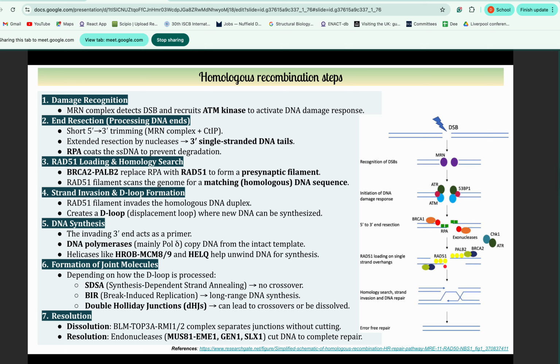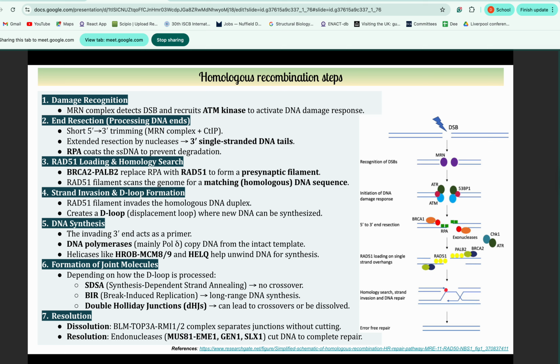This will later on search for the homologous part or homologous sister chromatid, and then strand invasion will take place, which will be helped by the RAD51 only. So the RAD51 filament will invade the homologous DNA duplex. It will create a D loop. So this kind of loop is known as D loop or the displacement loop.